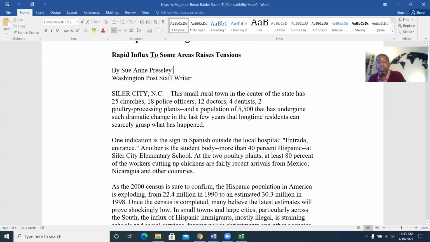So Siler City has 2 poultry processing plants. So why are these Latinx people taking these jobs in the poultry processing plants? These are very dangerous jobs. In fact, working in the meat industry is one of the most dangerous jobs you can have in terms of employee safety in the United States. So why would these Latinx people take these jobs? Well, guess what? White people and Black people in the South no longer find those jobs attractive, but we still like to eat beef. We still like to eat chicken. So somebody had to do those jobs.